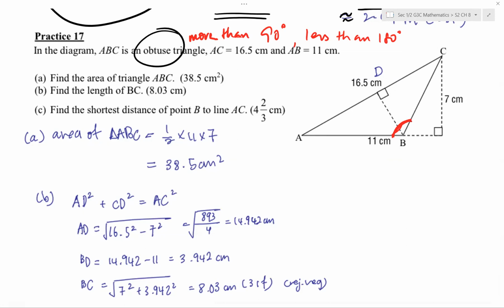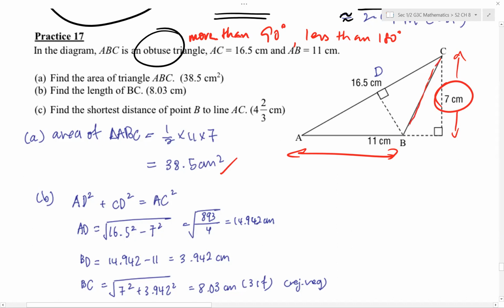And we've got the distances as shown, 16.5 and 11. So find the area of the triangle. Oh, they also gave us the vertical height, 7 cm. It wasn't stated in the question, but it was stated in the diagram. So half times the base being 11, times the corresponding perpendicular height. Answer. So part B, find the length of BC.